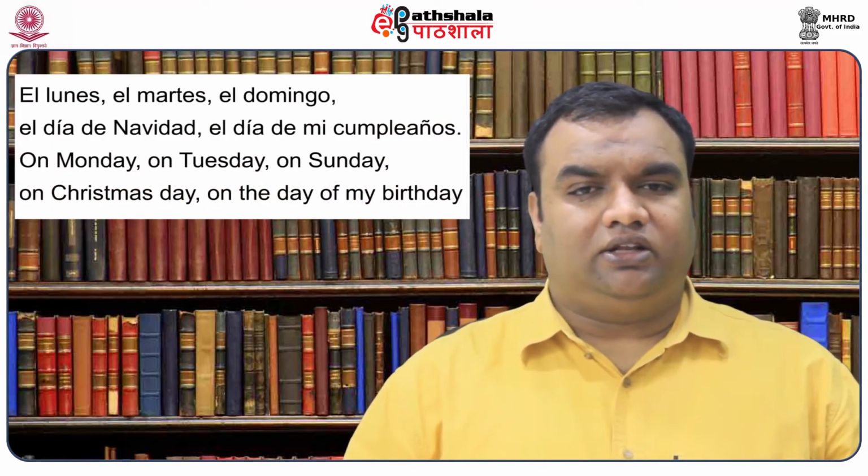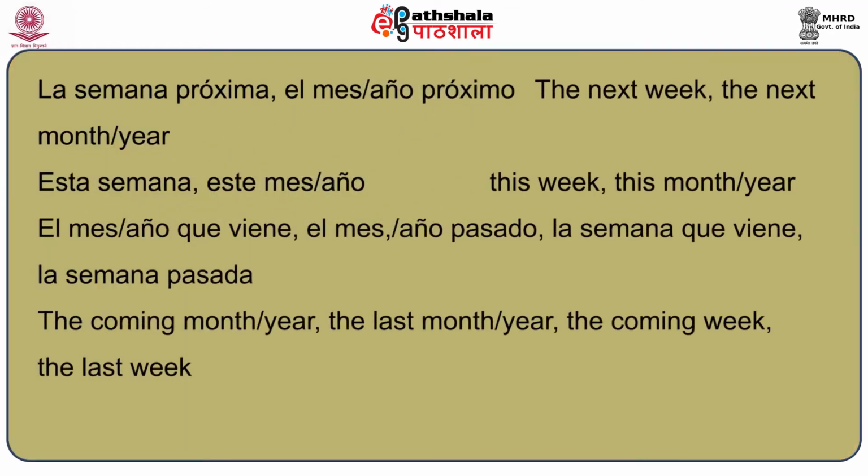Singular nouns preceded by the definite article refer to days, weeks, months, years. El lunes, el martes, el domingo, el día de Navidad, el día de mi cumpleaños. These can be translated as on Monday, on Tuesday, on Sunday, on Christmas Day, on the day of my birthday. La semana próxima, el mes or el año próximo. The next week, the next month or the next year. Esta semana, este mes, este año. This week, this month, this year.